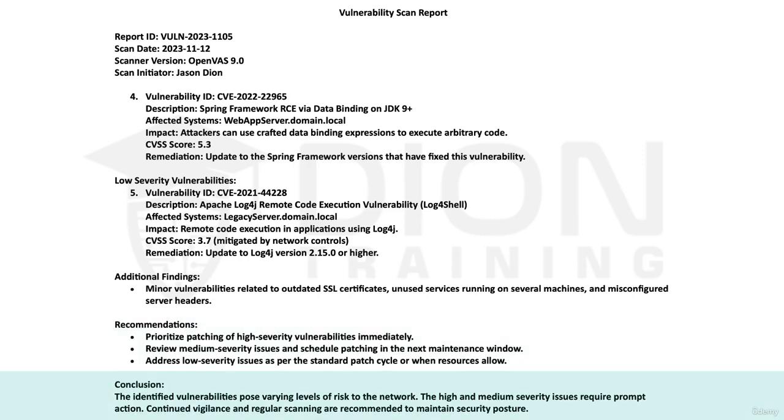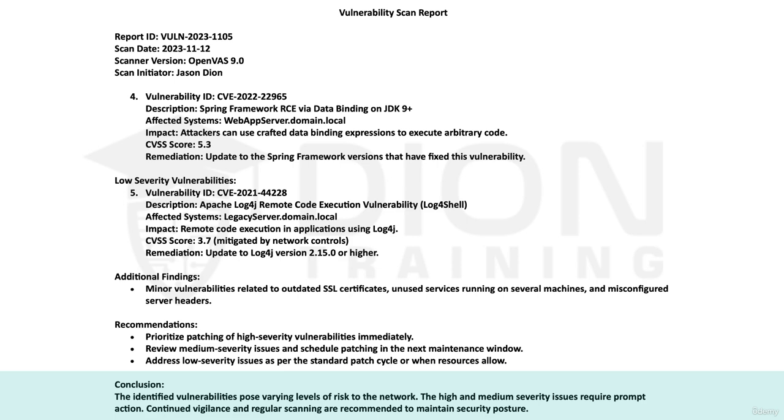Our conclusion is going to summarize the actions we've taken and what recommendations we have. And in this case, it's going to say the identified vulnerabilities pose varying levels of risk to our network. The high and medium severity issues require prompt action, and continued vigilance and regular scanning are recommended to maintain the security posture.